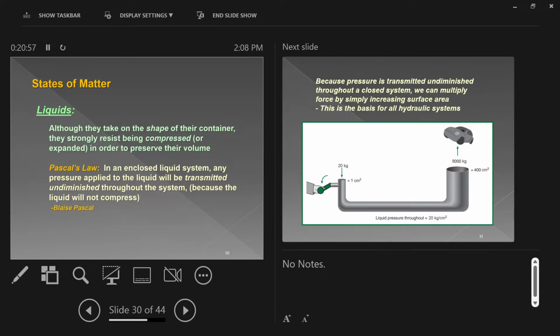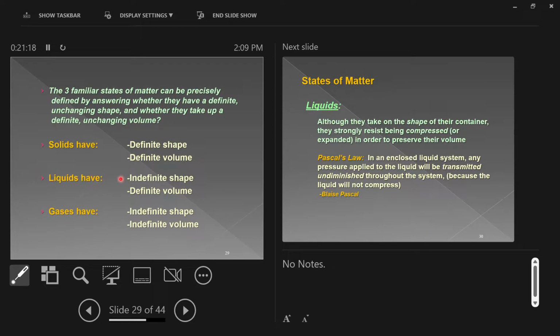What else do we need to know about these states of matter? Well, we need to know something called Pascal's law as it pertains to liquids. Pascal says in an enclosed liquid system, any pressure applied to the liquid will be transmitted undiminished throughout the system. Remember from the previous slide, liquids have an indefinite shape, so I can pour liquid into any bottle that I want, right? But if I have this bottle filled with 1,000 milliliters of water, and I try to pour it into a container that only holds 900 milliliters, it's not going to fit because water has a definite volume. I can pour this into any shape container I want, as long as the container has the same volume. A liquid does not change in volume, but can change in shape.